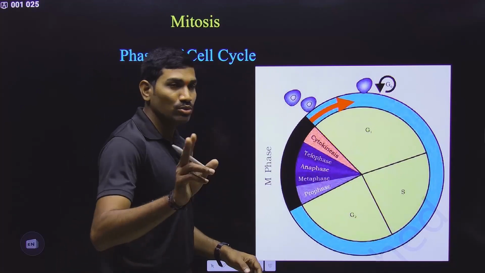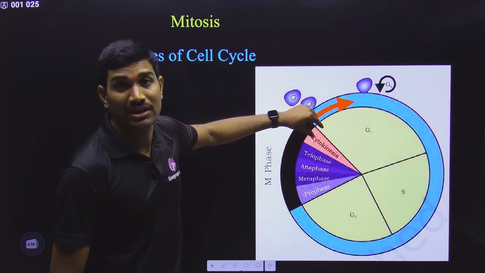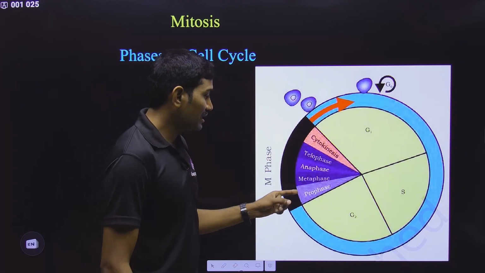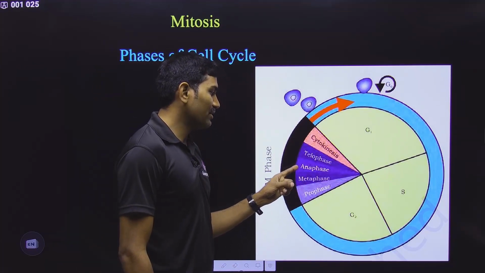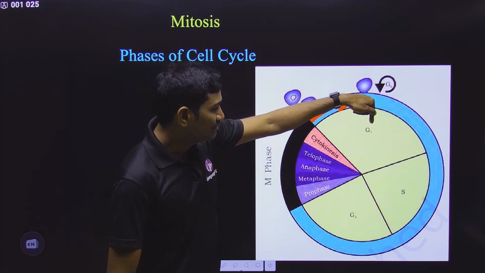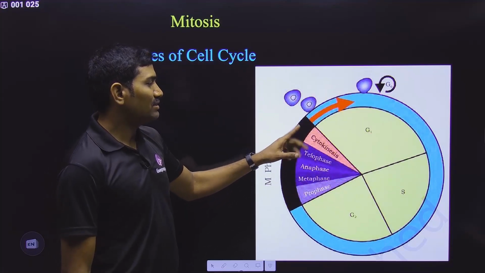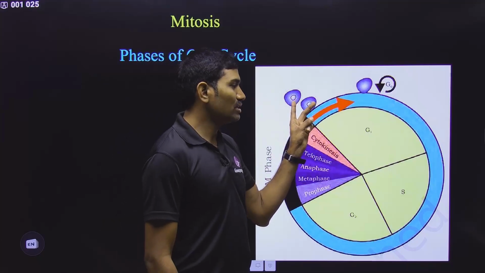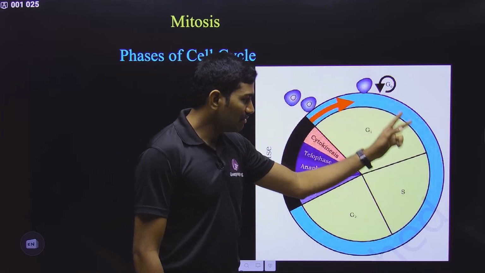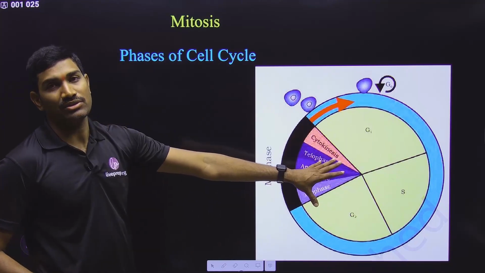Within the M phase again, two phases are present. One is called karyokinesis and the next one is called cytokinesis. Within the karyokinesis again, first one is prophase, next metaphase, next anaphase, and then telophase. So what is the overall sequence here? G1, S, G2, prophase, metaphase, anaphase, telophase, cytokinesis. And once again two cells are produced in mitosis, and again they will follow the same cycle. That's why the cycle concept is used only for mitosis.